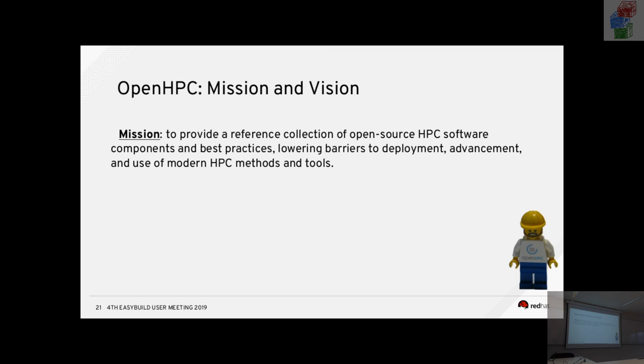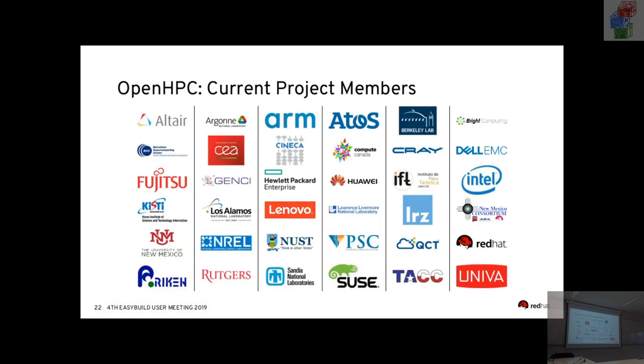And the mission statement, I think it has some clearer goals. It's a collection of open source software in a repository, which is easy to install. And in addition to the software it provides, it doesn't want to just provide software, but also best practices, ideas how you could install or manage your system. The OpenHPC project is a Linux Foundation project.